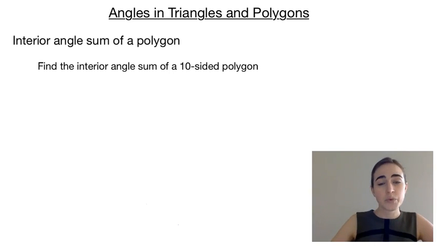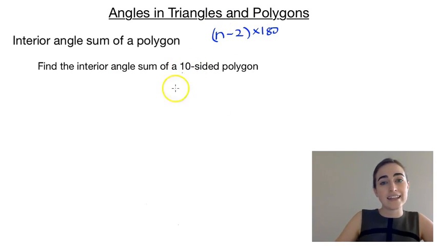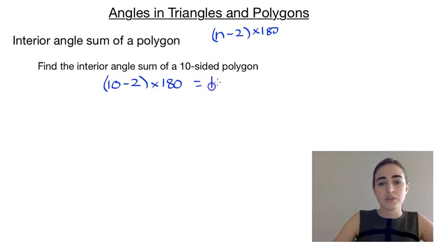So the first example we want to have a look at here asks us to find the interior angle sum of a 10-sided polygon. So to do that, we're going to substitute that into our formula. So our formula is n minus 2 times 180. So in this one, our n is 10. So we'd go 10 minus 2 times 180, which will give us 8 times 180, which is 1,440 degrees. So all the interior angles in that 10-sided polygon add up to 1,440 degrees.